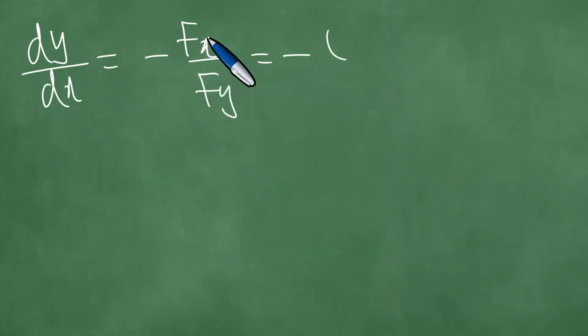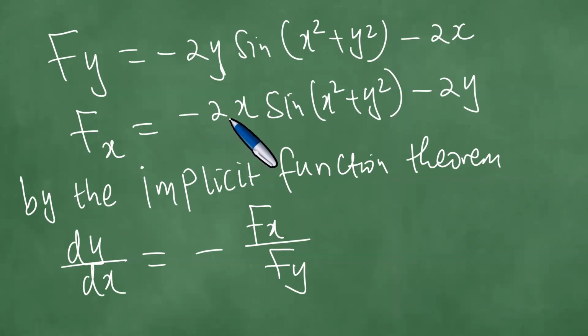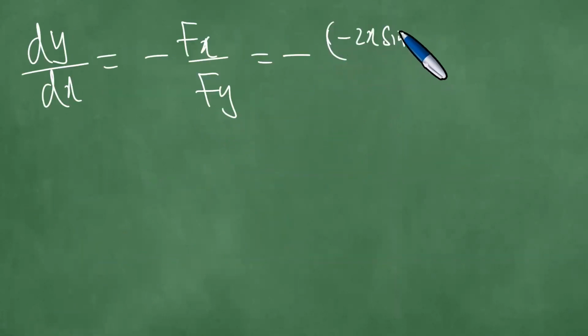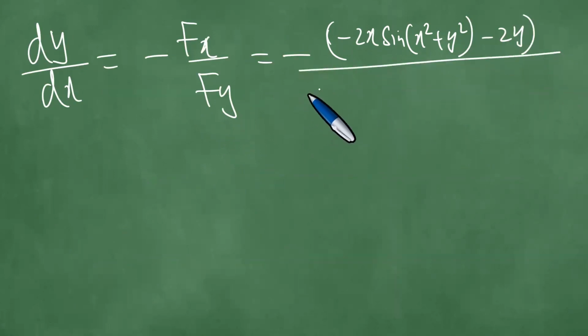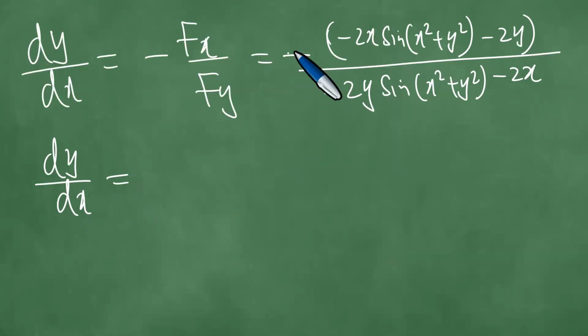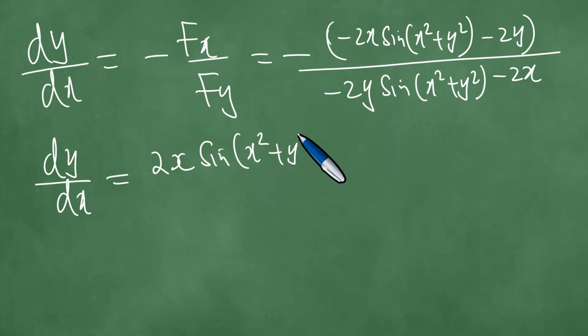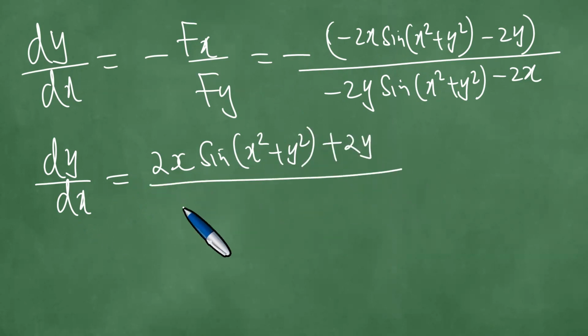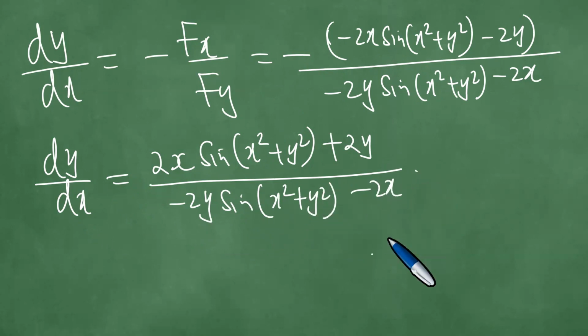What is f sub x? F sub x is minus 2x, the sine, minus 2y. Minus 2x, the sine, minus 2y. What is f sub y? Minus 2y, the sine, minus 2x. Okay, we are here. We multiply through by the negative. 2x, the sine of x squared plus y squared, plus 2y, over minus 2y, the sine of x squared plus y squared, minus 2x.